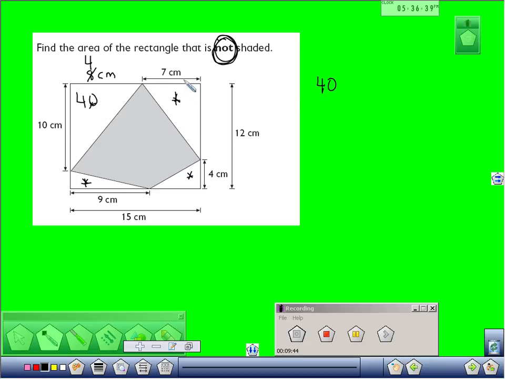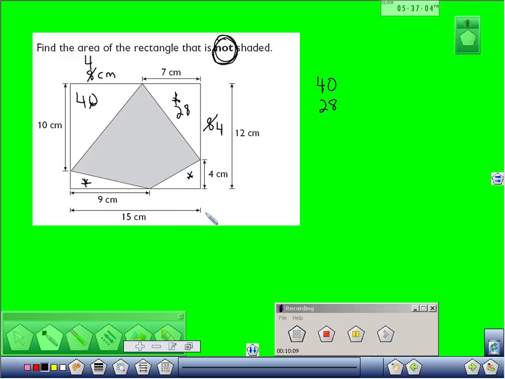Now I know the base of this one is 7, but I don't know this side. The height, I don't know the height. But look, they told me this whole thing is 12. They told me this little piece is 4, so this piece would have to be 8, right? Because 8 plus 4 is 12. So what's half of 8? 4. 7 times 4 is 28. So now I know this one is 28. So we got 28.